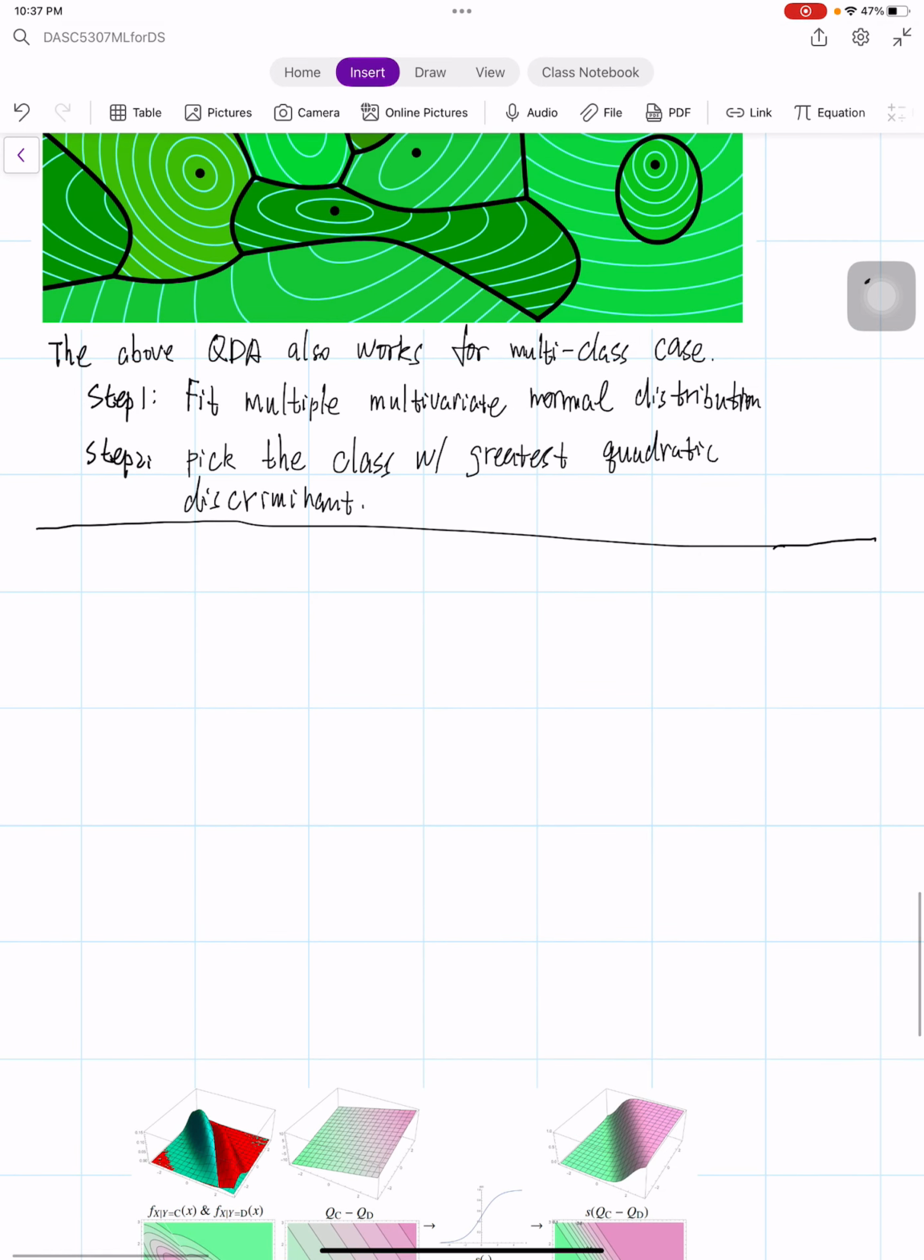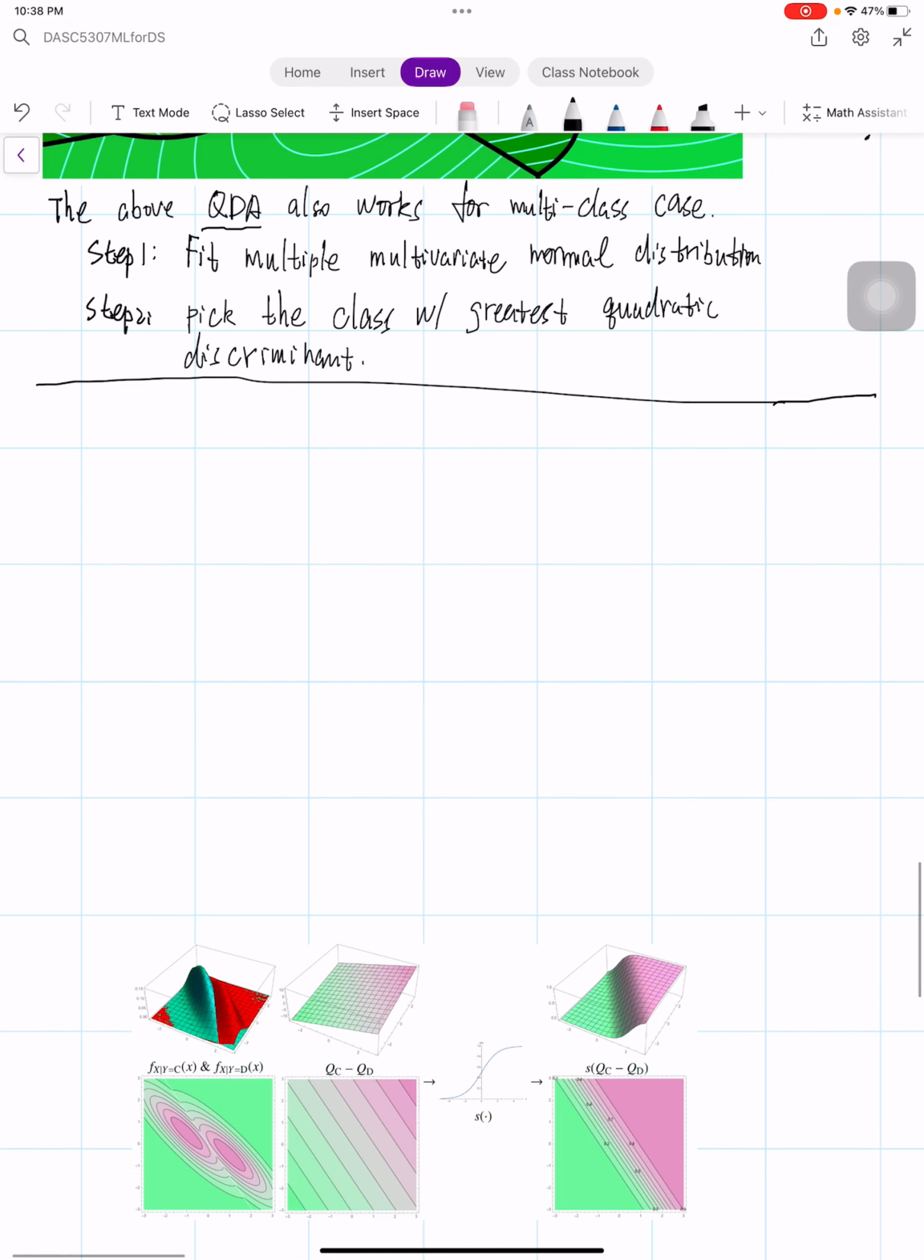In the last video, we talked about QDA under the multivariate normal distribution setting. In this video, I'm talking about linear discriminant analysis under the general multivariate normal distribution settings. So, assumptions. Here I want to highlight a little bit: we have one variance covariance matrix for all classes.